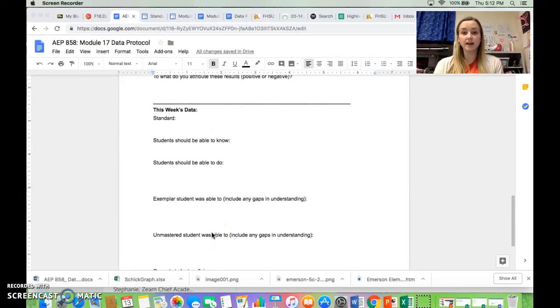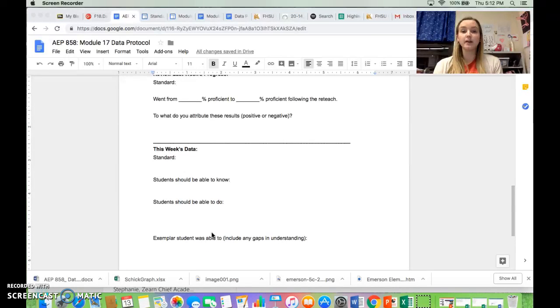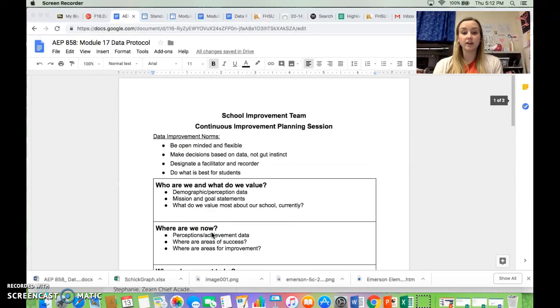So it follows that same pattern. Where are we now? Where do we want to be? How will we get there? Sort of action steps. But we also need to think about how that relates to our teachers and their instructional strategies. So I wanted to break it down to be a little bit more teacher specific. So this is my data protocol.